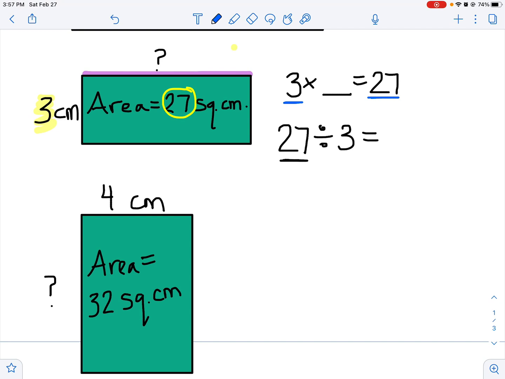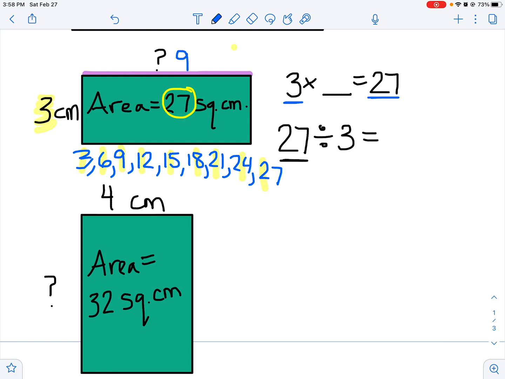So I'm just going to put my work here. 3, 6, 9, 12, 15, 18, 21, 24, 27. And I know I can stop because I've hit 27, my area. And now I'm just going to go back and count. How many times did I count by threes? Ignore the clock. 1, 2, 3, 4, 5, 6, 7, 8, 9 times I counted by threes. So I know that this side length that I'm missing here must be 9 centimeters.